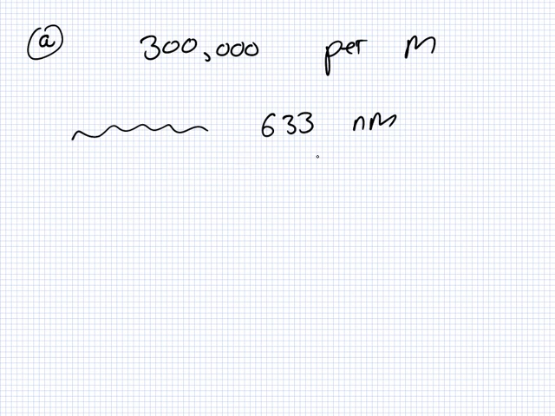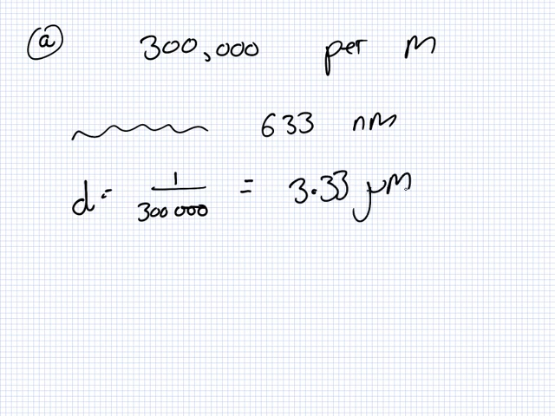Okay, the d. So, do you know what to do to get the d here? 1 over 300,000, because it's 300,000 lines in a meter. So how far apart are they? That's 1 meter divided by 300,000. What is that number? 3.3 micron. Okay.